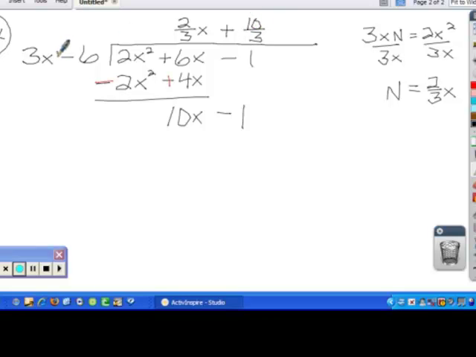So 10/3 times 3x gives me 10x. 10/3 of negative 6, I guess that's going to give me negative 20, right? And then I draw the line and change the signs. And boom, boom, I get 19 as my remainder, which we will write as plus 19 over 3x minus 6. Ta-da!